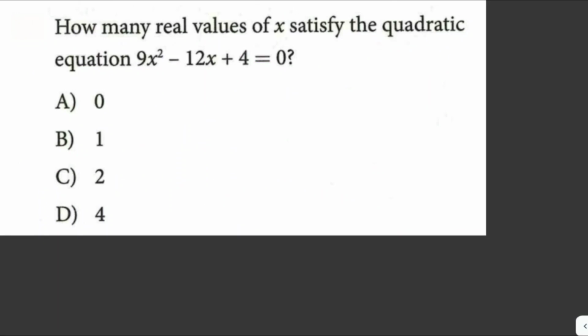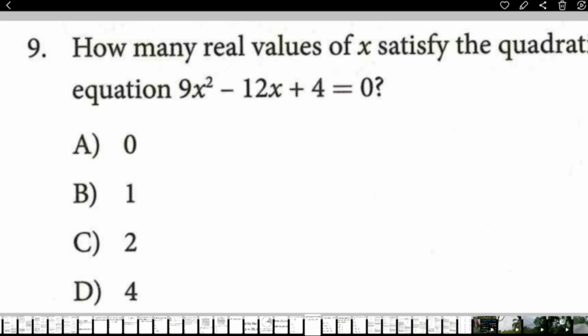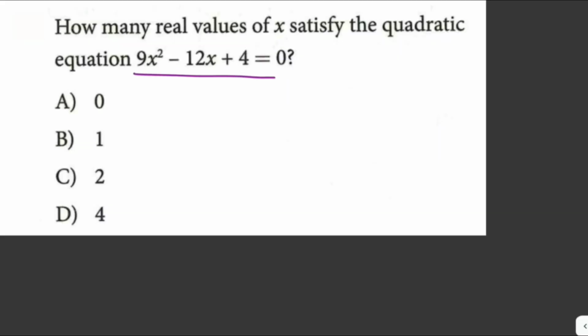How many real values of x satisfy the quadratic equation 9x squared minus 12x plus 4 equals 0? A quadratic equation can have 0, 1, or 2 solutions. So there are several ways to determine exactly how many. We could graph this equation, or we can calculate the discriminant, or we can factor this. We can check if the first and the last terms are perfect squares. So you can just choose which one is easier and quicker for you.